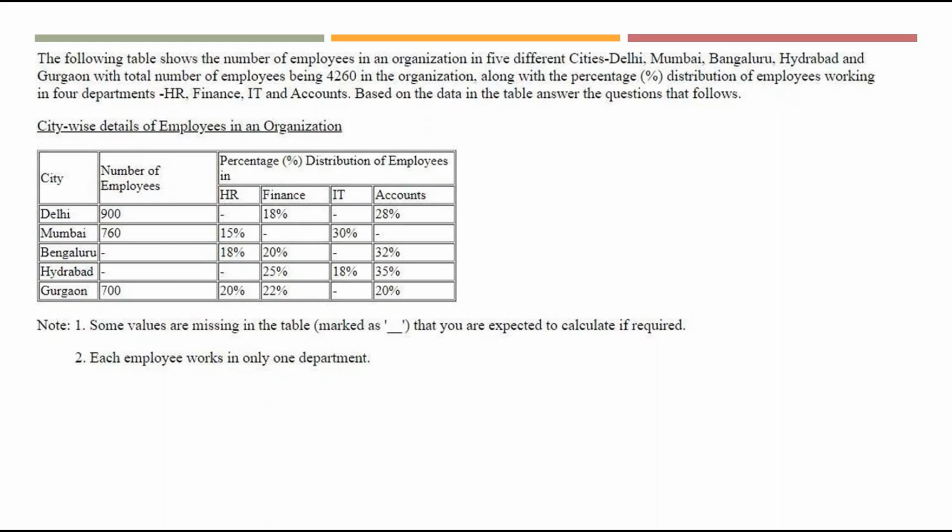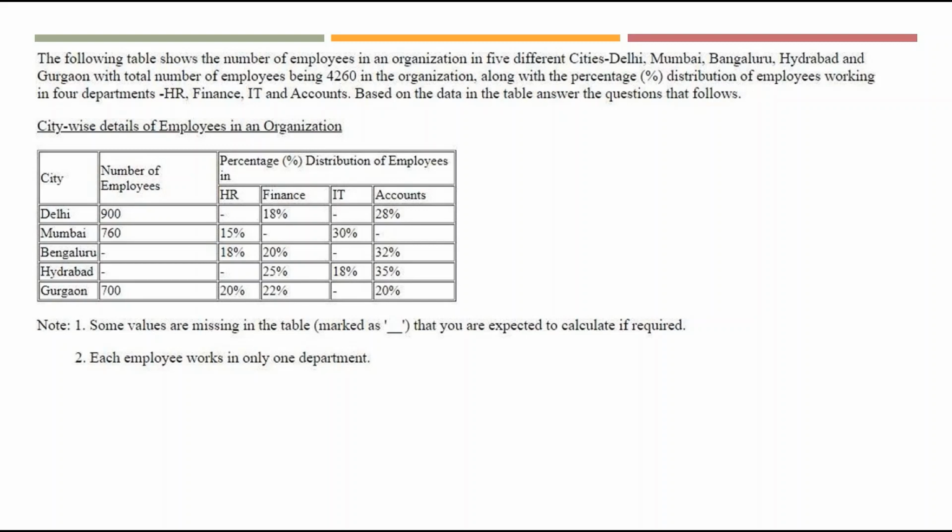The following table shows the number of employees in an organization in 5 different cities: Delhi, Mumbai, Bangalore, Hyderabad and Gurgaon, with the total number of employees being 4,260 in the organization, along with the percentage distribution of employees working in 4 departments, namely HR, Finance, IT and Accounts. Based on the data in the table, answer the questions that follow.